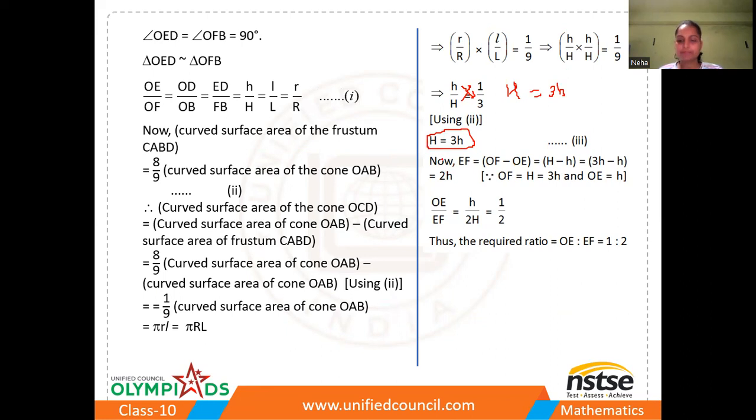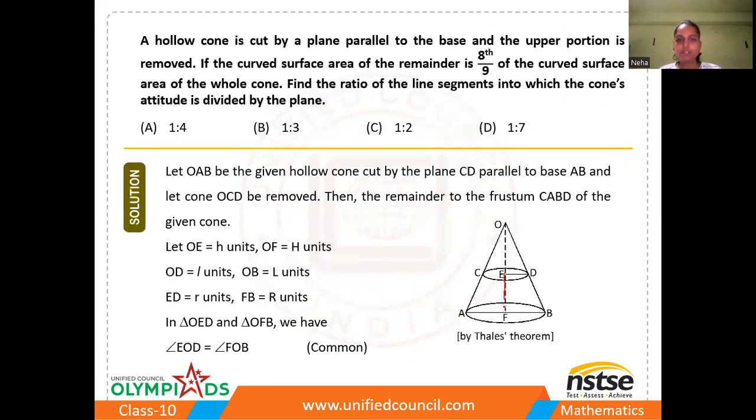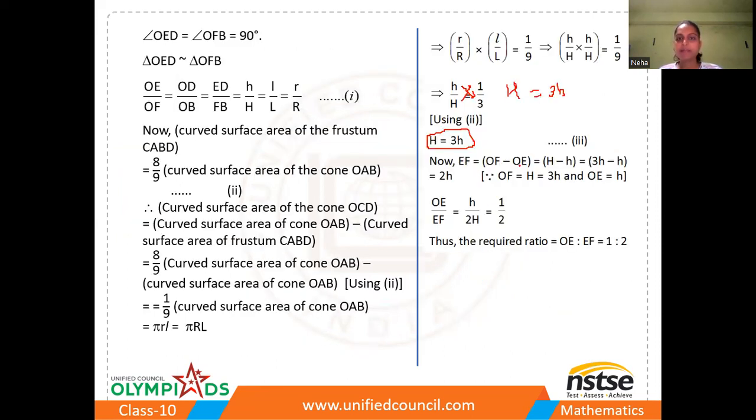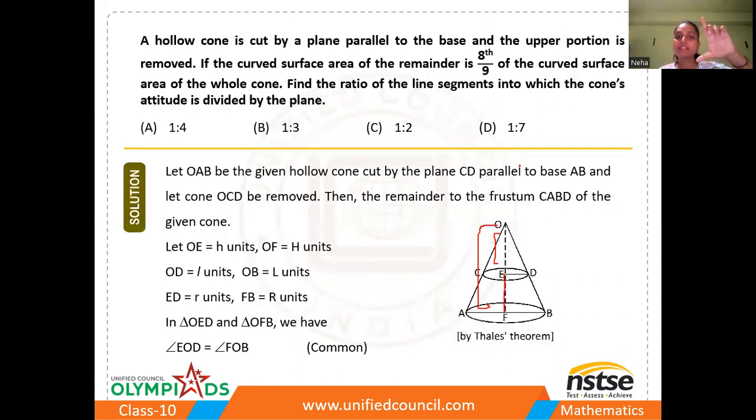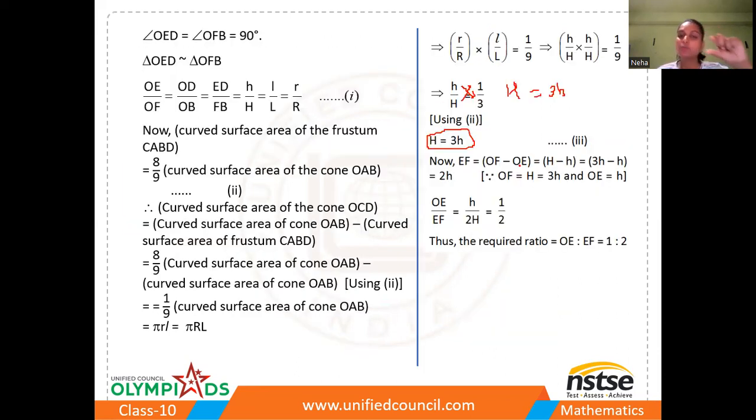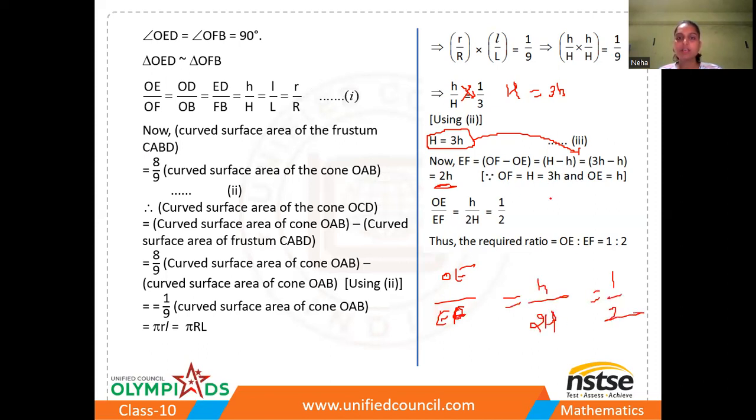Now what about EF? EF is nothing but OF minus OE, right? Now OF is the bigger one, so this is capital H and this is small h. That means this is nothing but capital H minus small h. Capital H I can write is equal to 3h, so 3h minus h, that means this is 2h. That means OE over EF is nothing but small h over 2h. That means this is 1 by 2. So the ratio is 1 to 2.